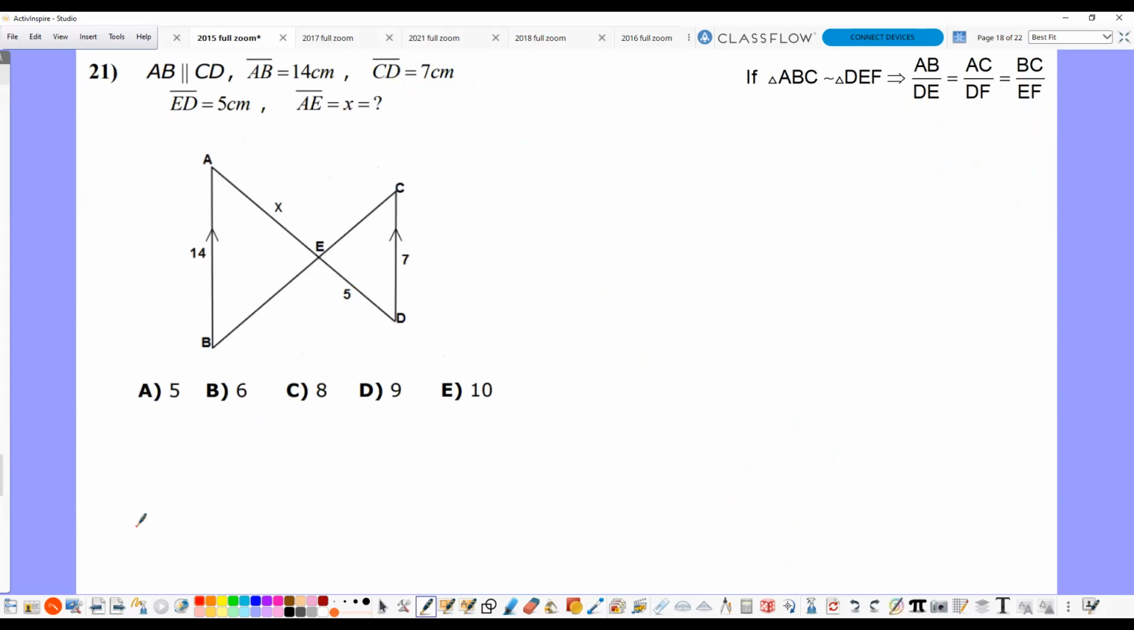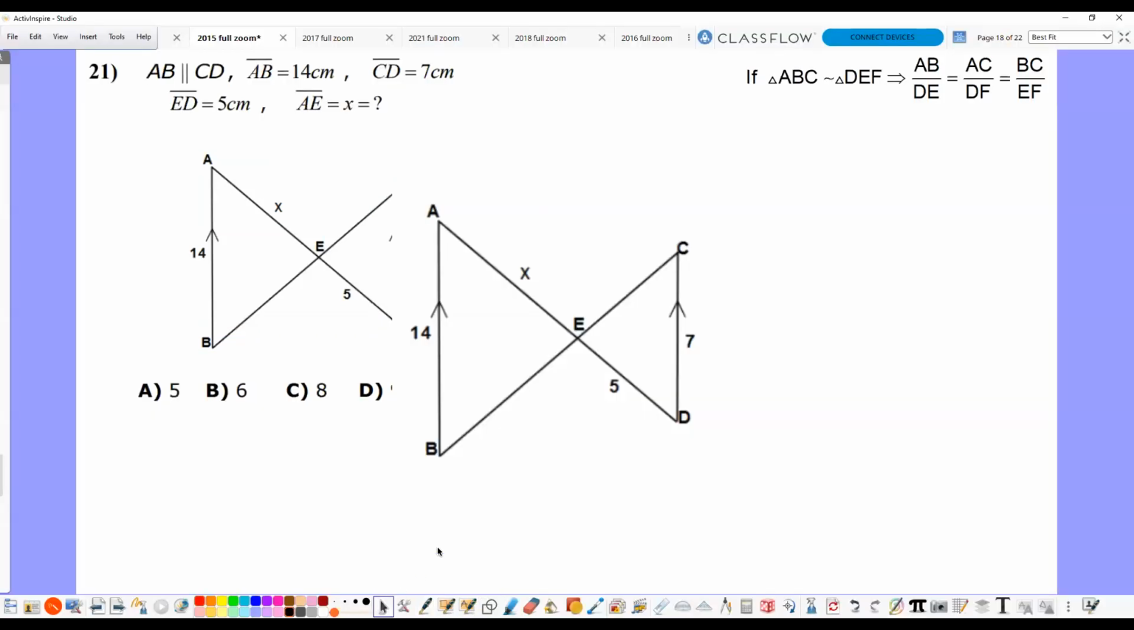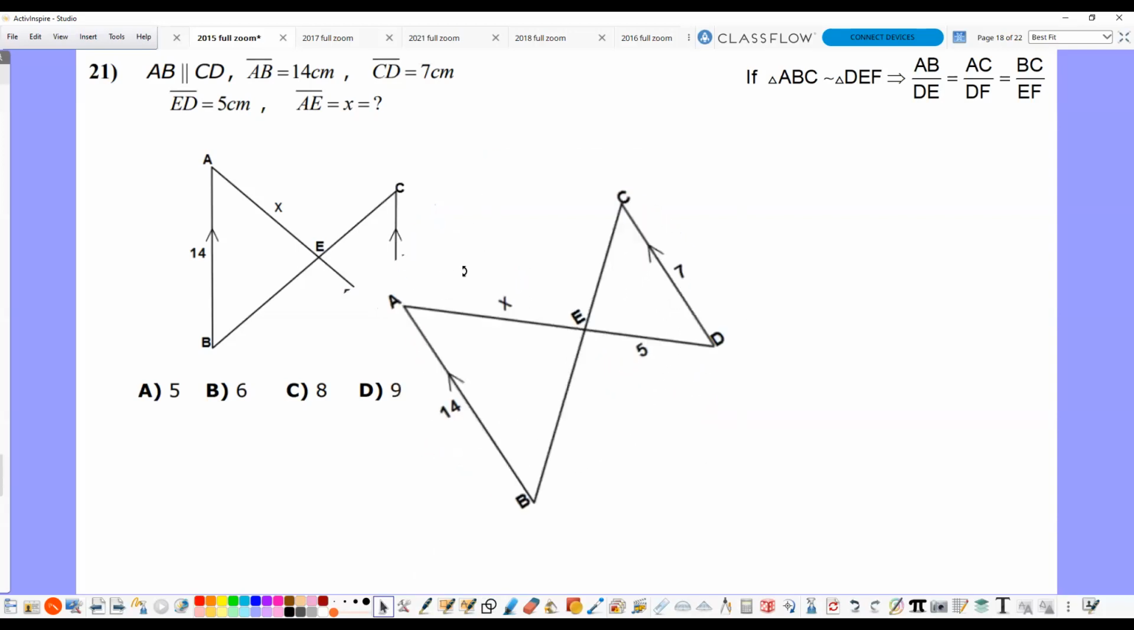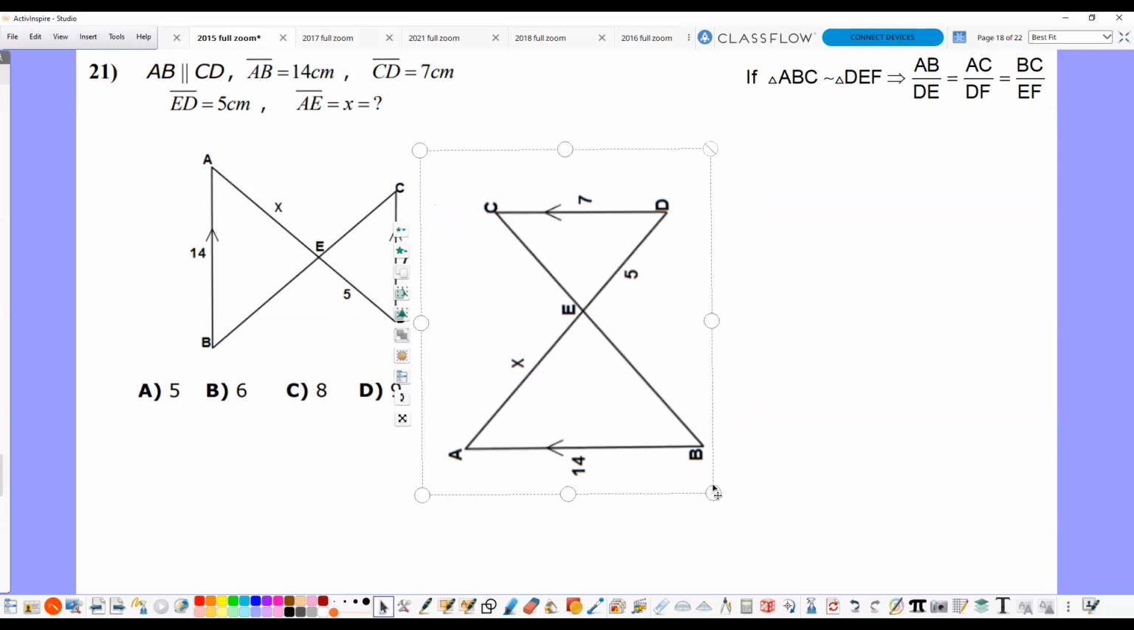Here we have two triangles, and these triangles are similar triangles. I want to take the photo of this part here, and I want to rotate that one to this page here. When I rotate like this, you can see clearly.